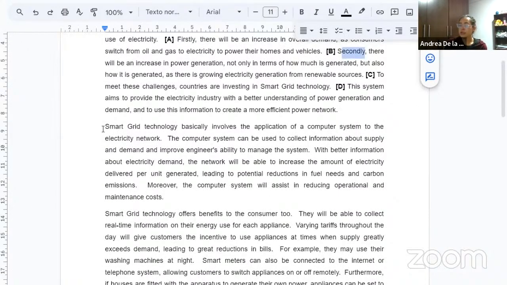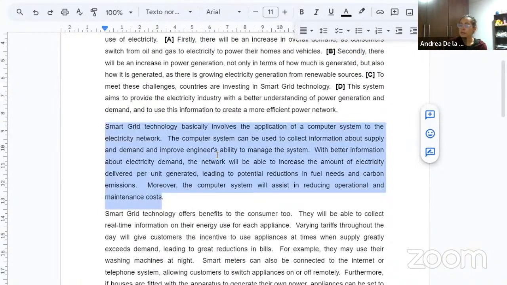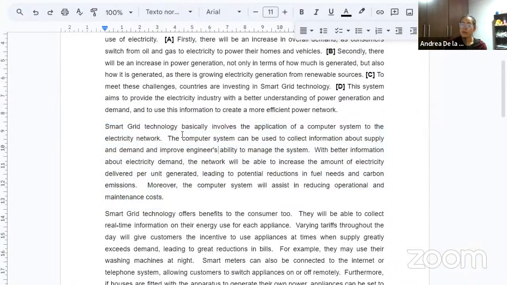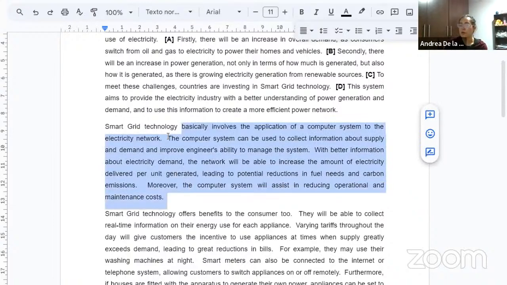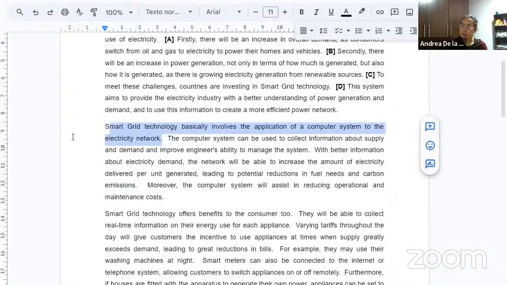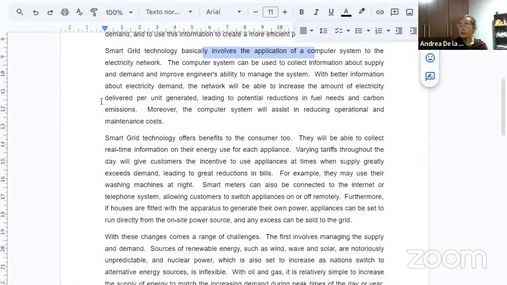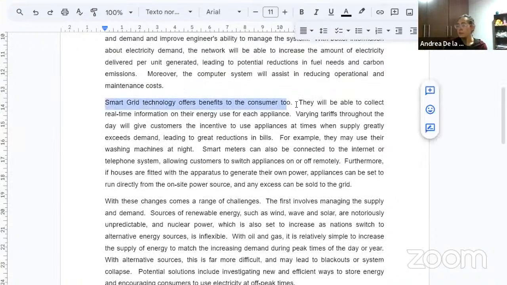And then in this paragraph, they describe how this technology works, because it talks about the application of a computer system. So it's a description of how it works. If you read the first sentence, you should know that just by reading it, because it talks about what it involves. Now, the second body paragraph talks about the benefits to the consumer. And you should know that just by reading the first sentence. So that's all you have to do there.